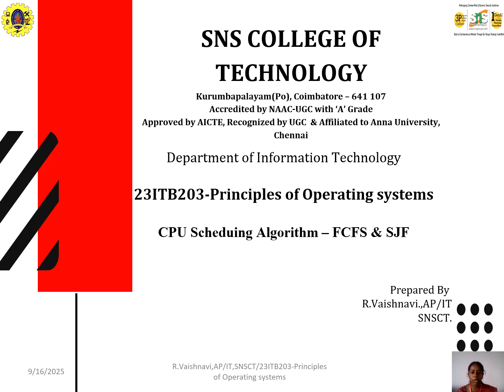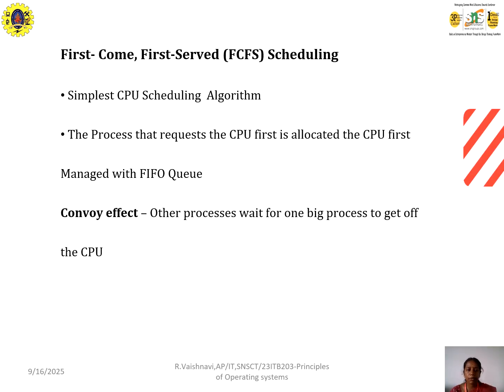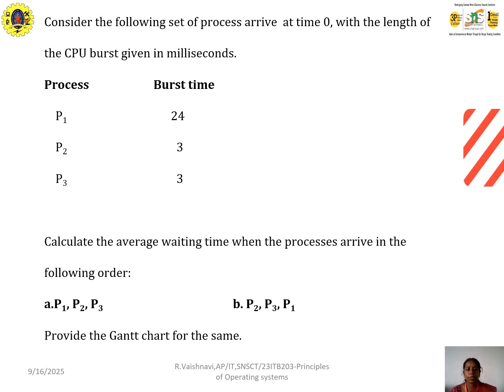Now we are going to see about the CPU scheduling algorithms, FCFS and SJF. First algorithm will be the first come first serve scheduling algorithm. It is the simplest CPU scheduling algorithm. The process that requests the CPU first is allocated the CPU first, managed with the FIFO queue, that is first in first out queue. And here we see the convoy effect, that is other processes wait for one big process to get off the CPU.